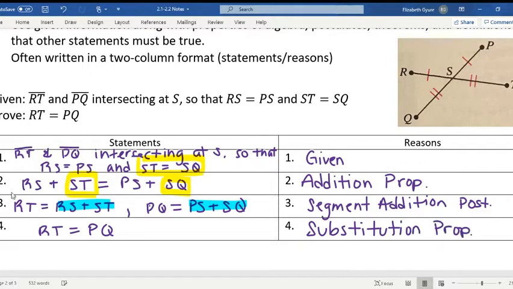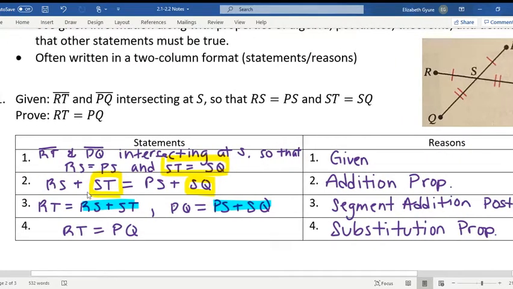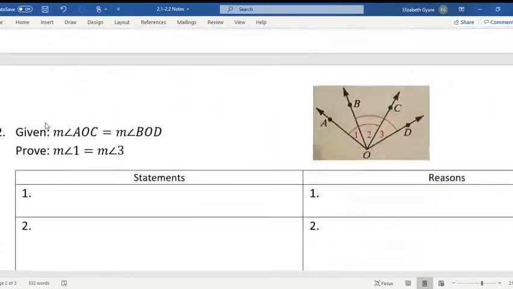Right? Again, in step 2, I stated that this is equivalent to this. Therefore, according to the substitution property, the measure of RT would also have to be equivalent to the measure of PQ. Again, think of these as little if-then statements. If I know this, then what do I know? If I know that, then what do I know? And so on. And these will become a little bit clearer as we go through and do these.